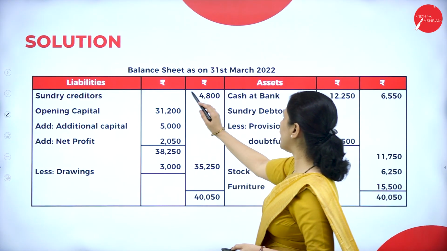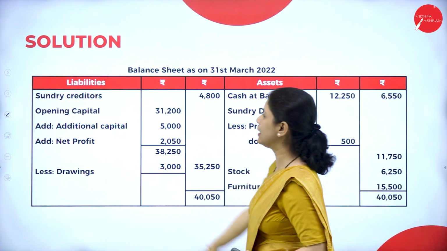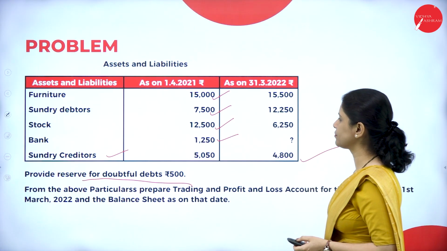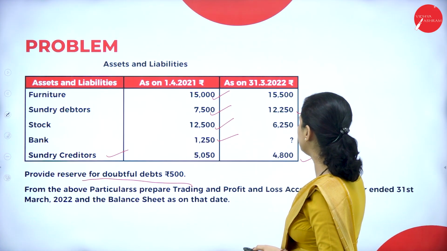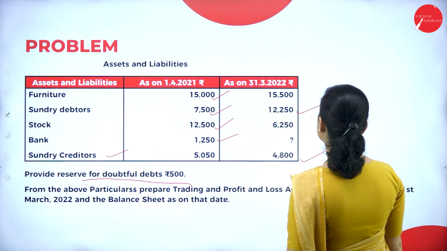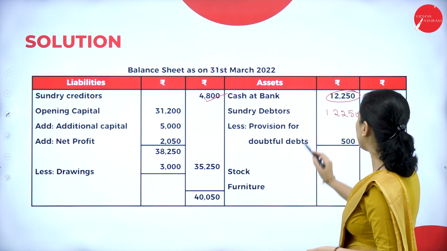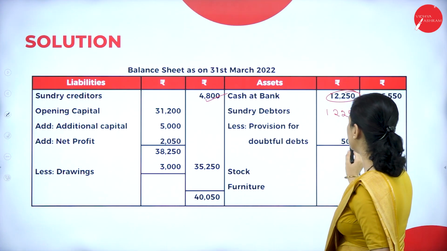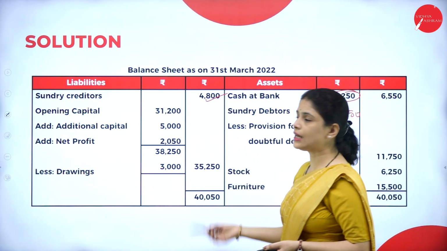The last thing we have to do is the balance sheet. So, this is the liability side, this is the asset side. What all will come? Sundry creditors will come. So, where is it? Sundry creditors, this one, closing. Sundry creditors and sundry debtors, this one, closing. See here, sundry creditors 4,800. Sundry debtors, how much is the sundry debtor? 12,250. So, sundry debtors is 12,250. So, provision for doubtful debt is there. Sundry debtors is 12,250, minus provision for doubtful debt 500. When we subtract it, how much will we get? 11,750.